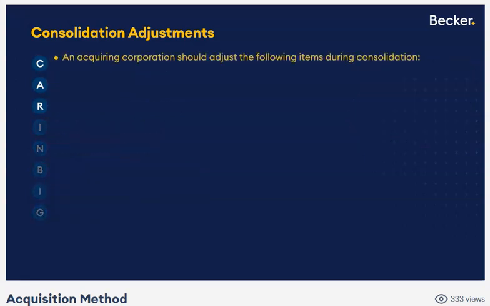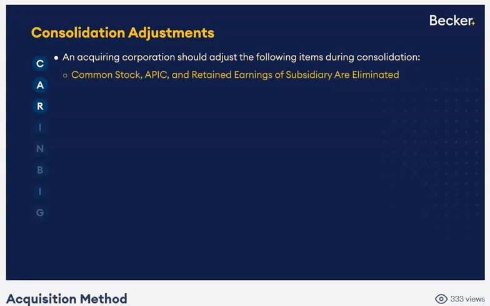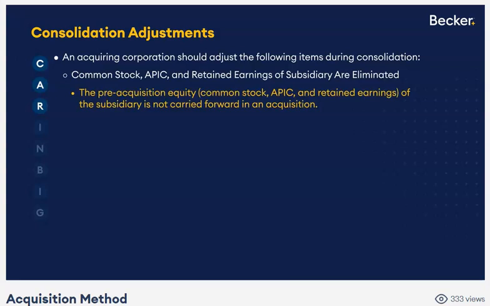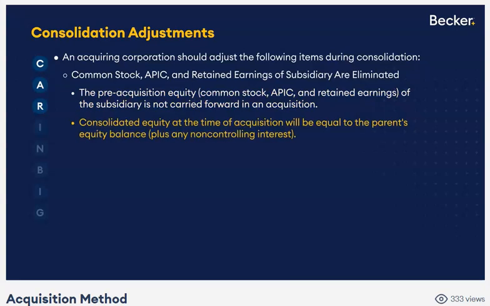So let's take a look. We're going to start with the CAR, the common stock, additional paid-in capital, and retained earnings of the subsidiary. They're eliminated by debiting them. Notice the pre-acquisition equity is not carried forward on the consolidated financials. It is on their records, but when we take their records and we take our records and we put it on a spreadsheet, we'll eliminate it for consolidation purposes. You'll notice right here, the consolidated equity is going to be only the parent's equity plus any non-controlling interest, the portion we don't own.